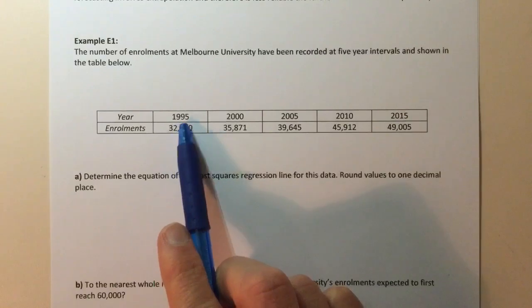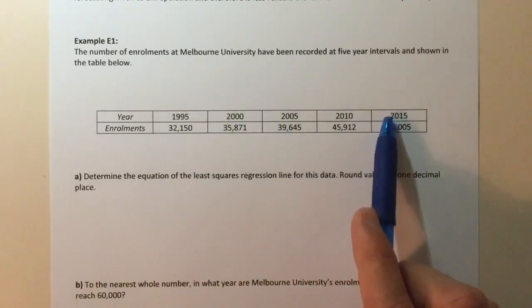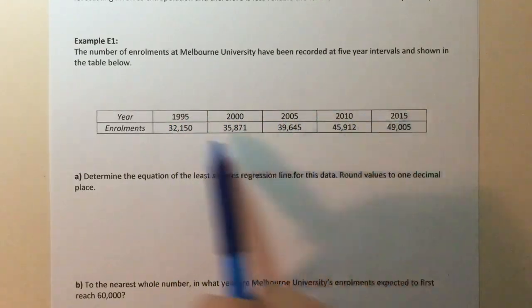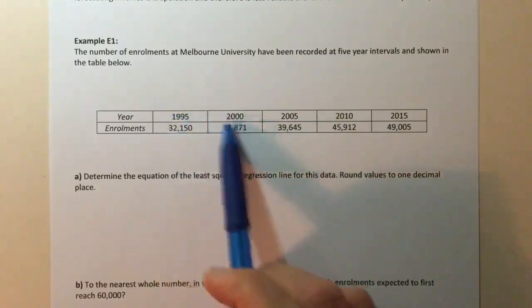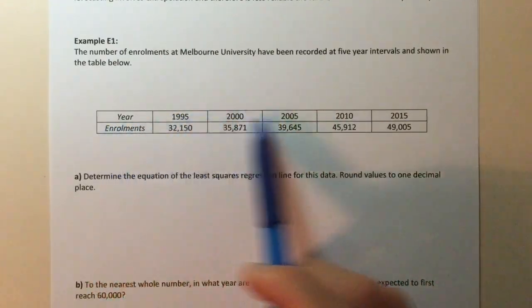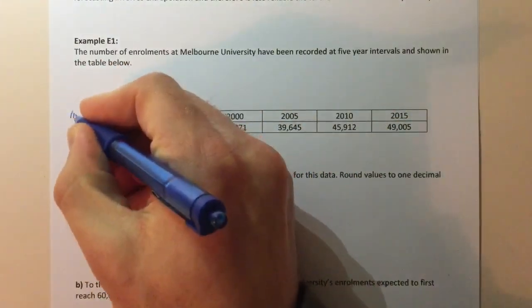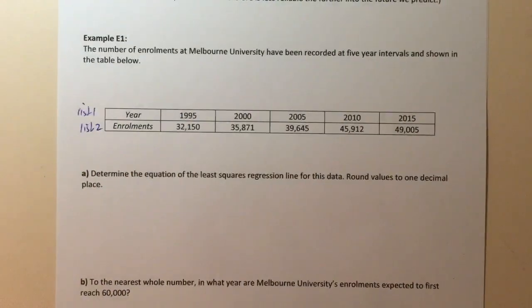When it's the year number though, because years are actually numbers, you can put the year numbers into your calculator. And particularly in this question where it goes up in lots of 5 years, it would be kind of awkward to number this as 1, 2, 3. So we're actually going to put these numbers in as the year number into our calculator. Time is always the explanatory variable, so this is going to go into list 1. And the number of enrolments is our response variable, so that's going to go into list 2.